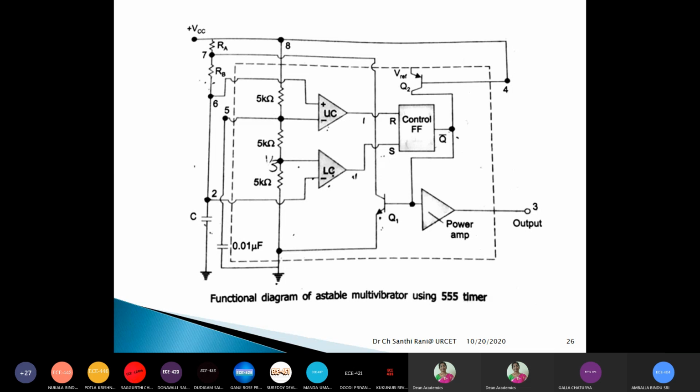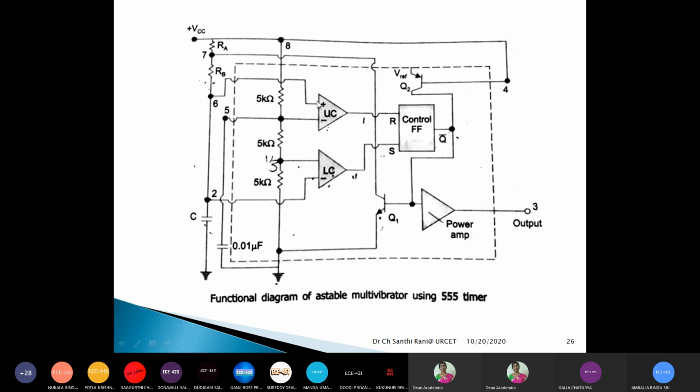Because in the examinations they are asking: draw the functional diagram of Astable Multivibrator using 555 timer and explain about each block. Then you have to explain, right? So the functional diagram you know how to draw. Just in front of that, from VCC to ground, you have to draw RA, RB, and C, right? So all of you please draw this functional diagram when I am explaining this.